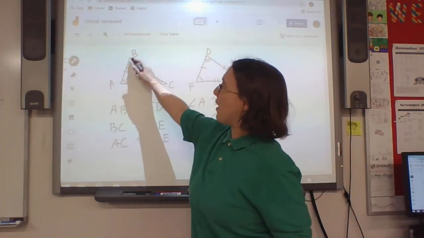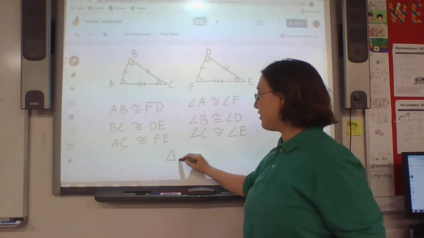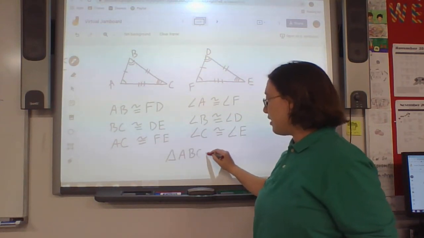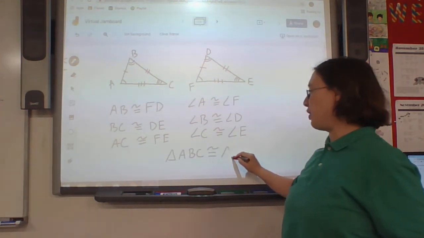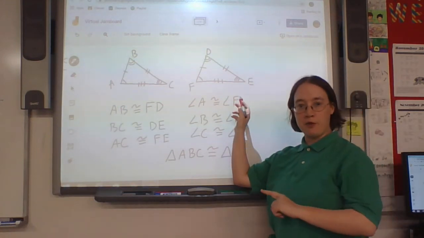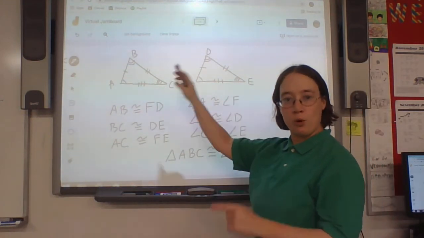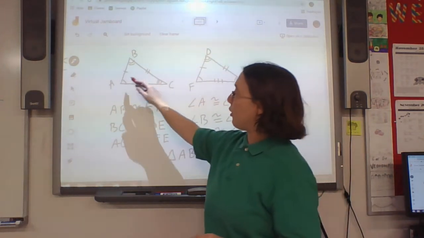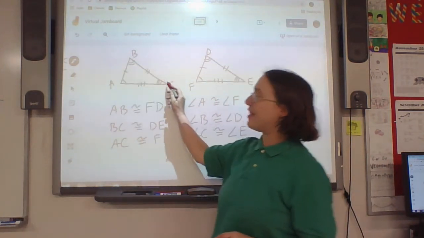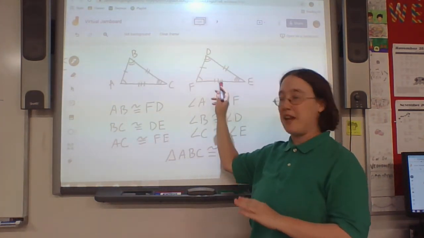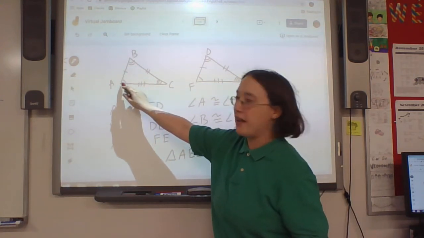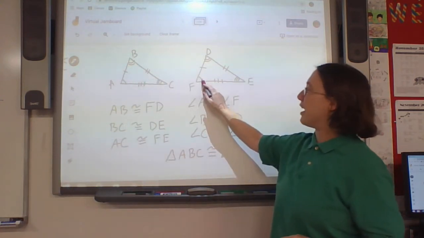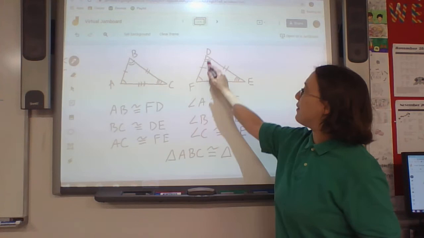We can say that triangle ABC is congruent to triangle, and then when we're naming this one, we want to make sure we go in the same order as we named the last one. So if we're calling this one triangle ABC, then we want to start over here at the angle that goes with A. So the angle that goes with A is angle F. So we're going to call this triangle FDE.